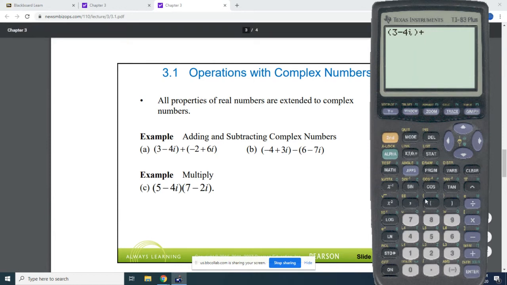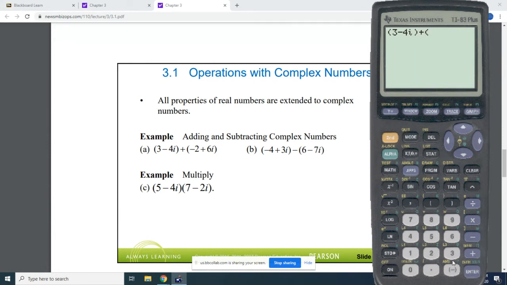Plus, again, I'm going to use the begin set of parentheses. Here I have a negative 2, so I don't want to use minus. I want to use the negation button. So that's negative 2 plus 6i. And we get 1 plus 2i.